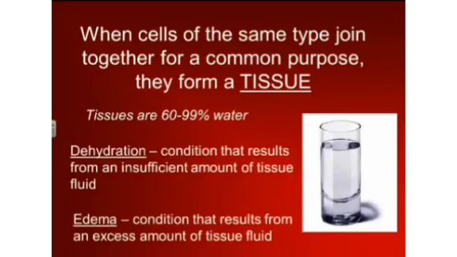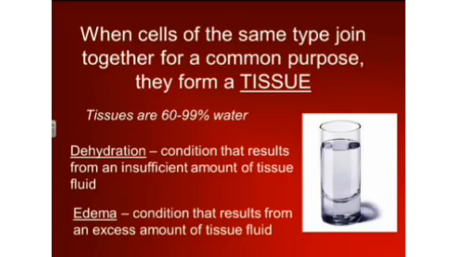So we have 2 different conditions that can result with a lack of water or increased water. So first is dehydration. That's a condition that results from the insufficient amount of tissue fluid, meaning there's not enough water or tissue fluid inside the tissue, so that creates a state of dehydration. Next is the opposite, which is edema. This is a condition that results from the excess amount of tissue fluid, meaning that the tissues are retaining more water than they are supposed to, causing edema, which is a form of swelling.